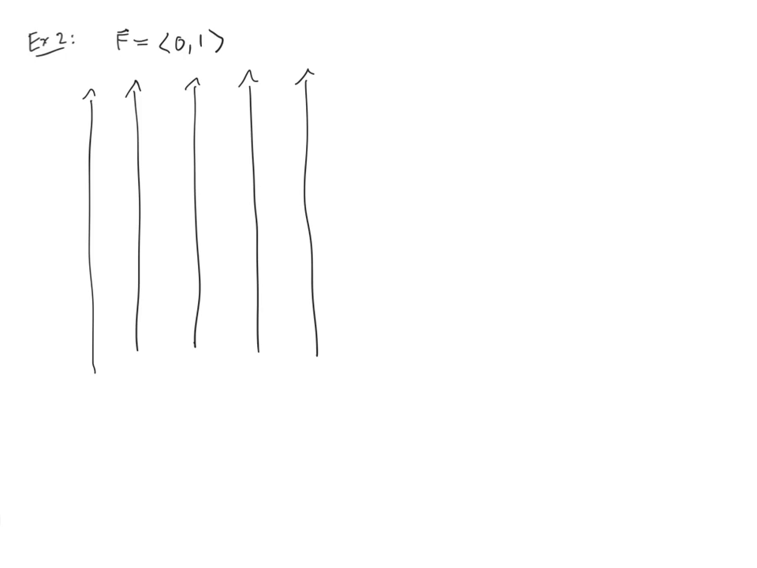So let's look at 3 examples and try to eyeball what we think is going to happen. For each of these, the question is going to be, is the integral along C of f dot dp positive, negative, or 0?